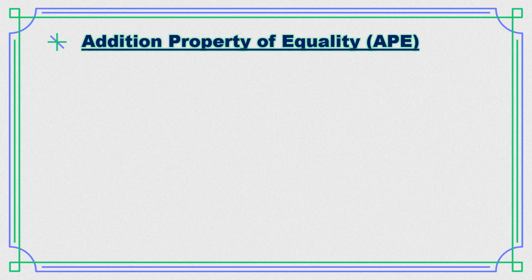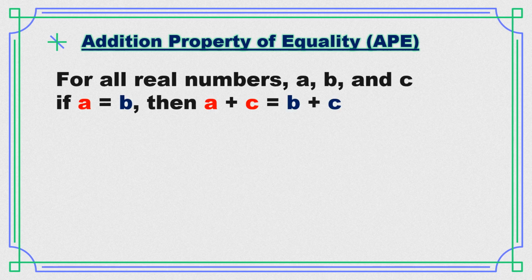Yung una ay yung addition property of equality or APE. Sabi, for all real numbers A, B, and C, if A is equals to B, then A plus C is equals to B plus C. So, ibig sabihin, kapag addition property of equality, kung ano yung dinagdag mo sa kaliwa or yung kay A, dapat idadagdag mo rin kay B. Okay? Kung nagdagdag ako kay A ng C, dapat si B, dadagdagan ko din ng C.